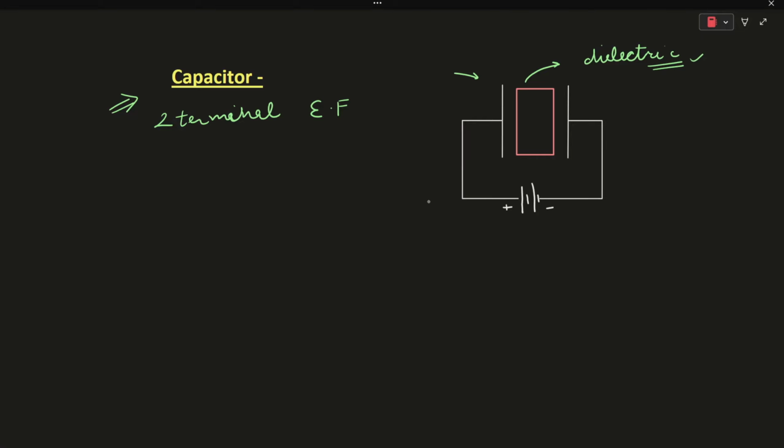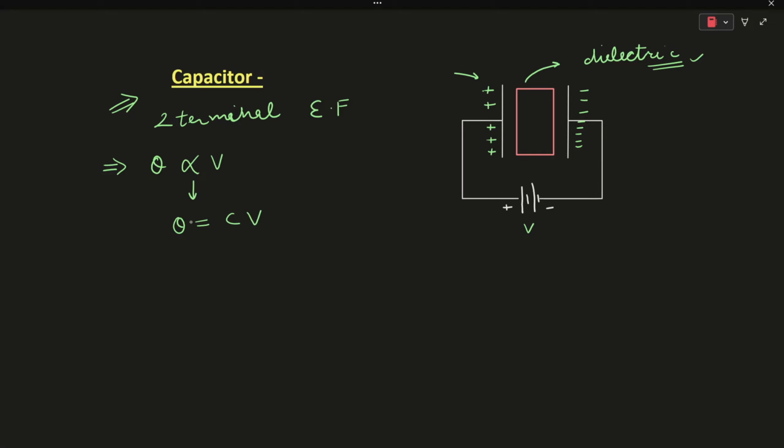Let's say it is a capacitor and it is connected across a DC supply. Let's say the charge accumulated on this side of the plate is positive and this is negative. So the total charge that will be accumulated on the capacitor, Q, will be directly proportional to the voltage across it. So Q is directly proportional to V. If we remove the constant of proportionality, we get Q equals CV.